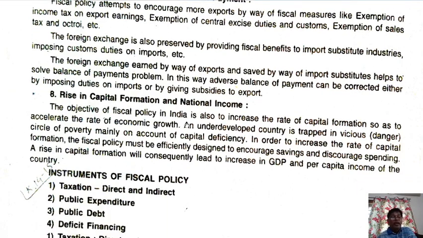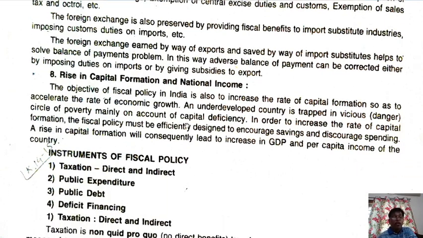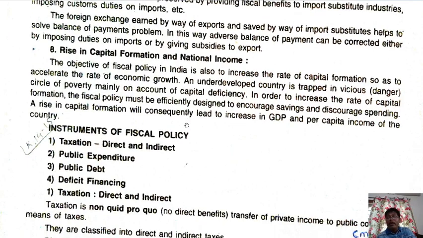Next, a rise in capital flows in the national income. Here, the objective of fiscal policy in India is also to increase the rate of capital formation so as to accelerate the rate of economic growth. An underdeveloped country is trapped in a vicious circle of poverty mainly on account of capital deficiency.